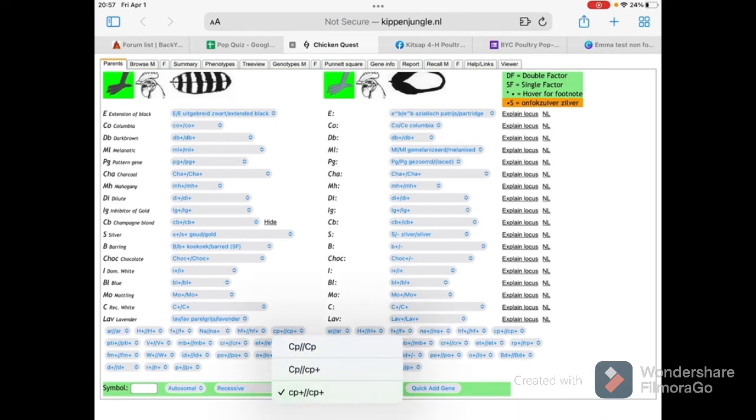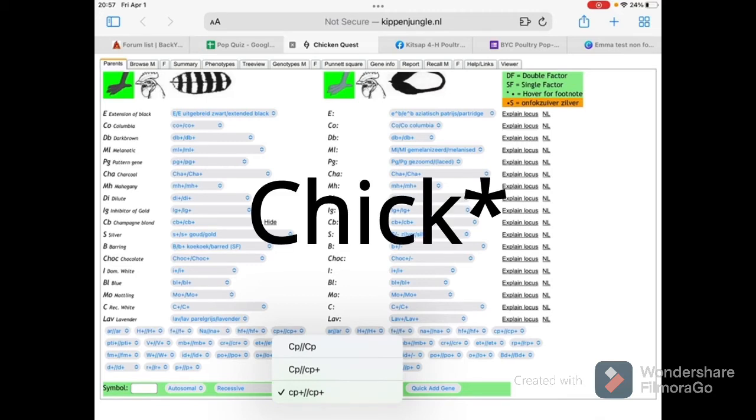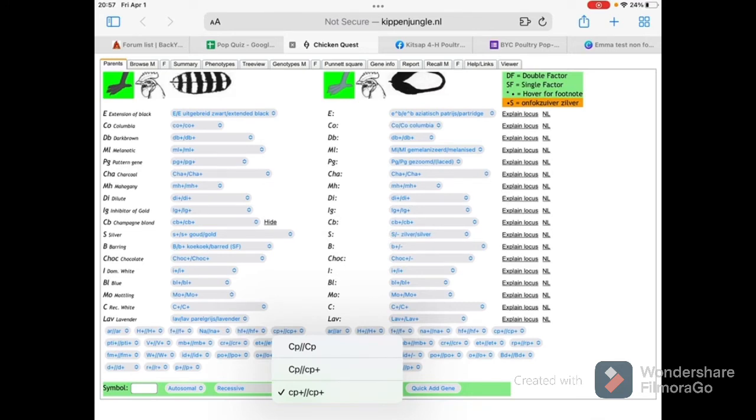Next, we have creeper gene. If y'all know, like, ear tufts in Ameraucanas, when you have one copy, you have ear tufts, and when you have two copies, the egg dies in the shell. It's kind of the same with creeper. When you have one copy, you have chickens with extremely short legs. And if you have two copies, that's lethal.